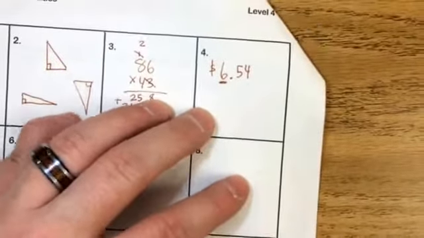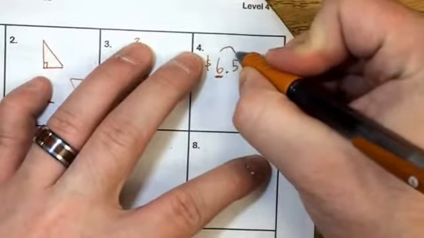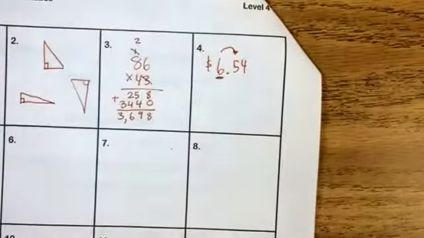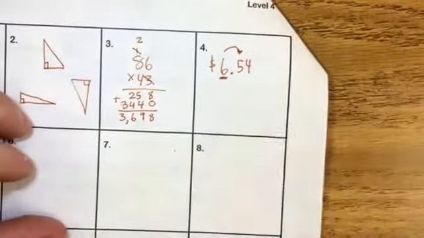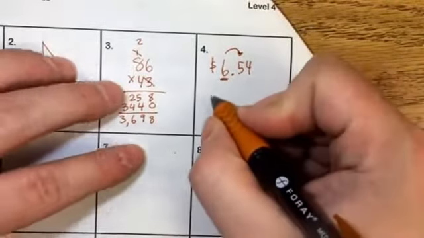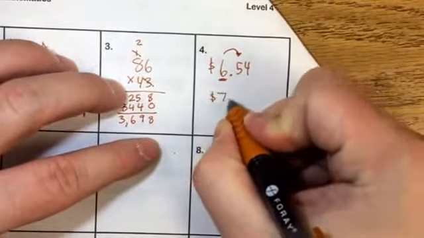So I underline my 6. I look at my next door number. It doesn't matter if it goes over the decimal. It's just the ability to see that it is the next door number. That 5 tells me I'm going to round up to the next dollar. So this would round to $7.